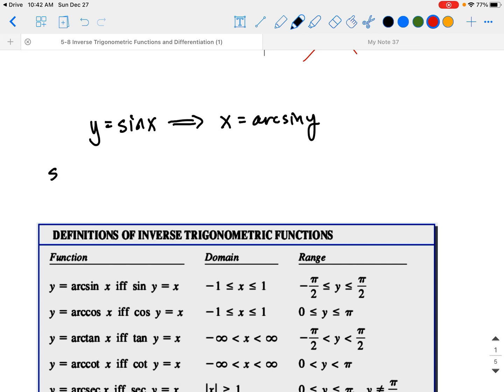So what that means is if I take sine inverse of y and I take sine inverse of sine x, since these are inverse operations, they cancel each other, right? So we can use that inverse as an operation.